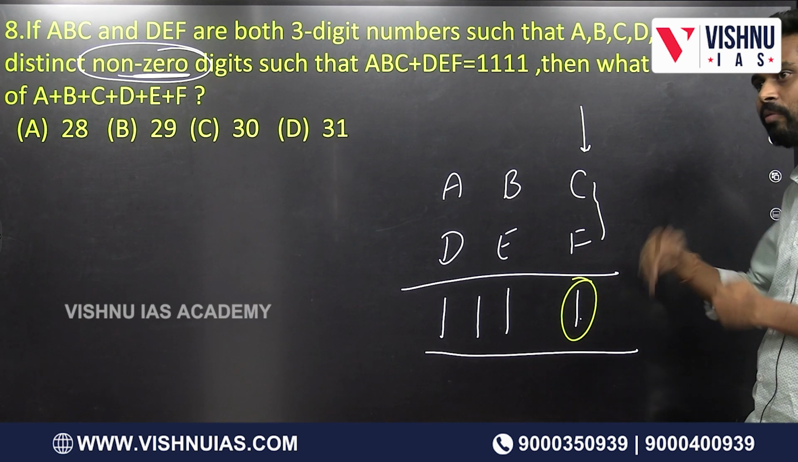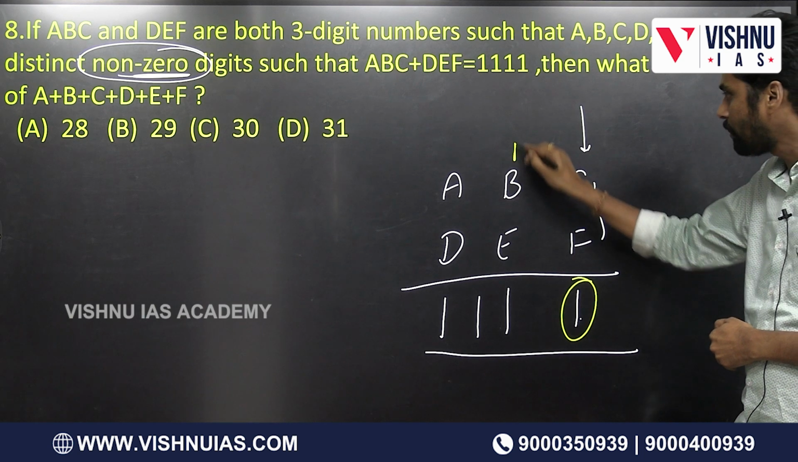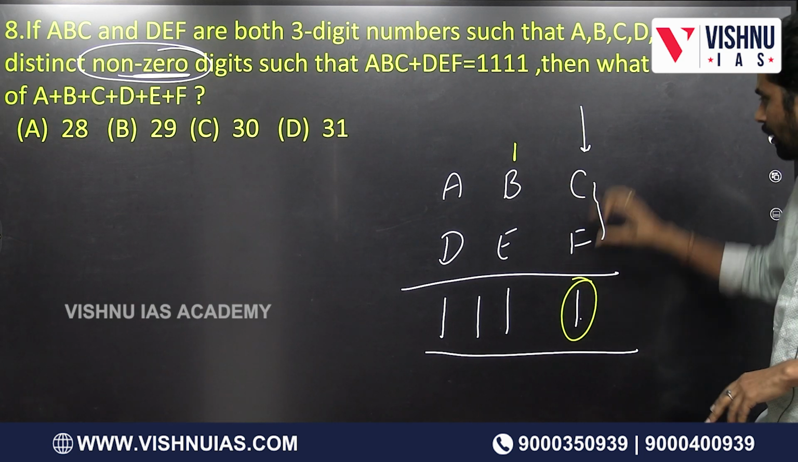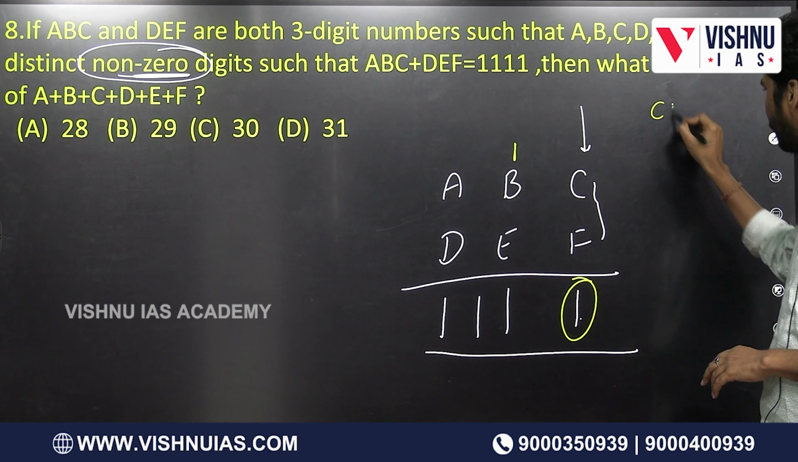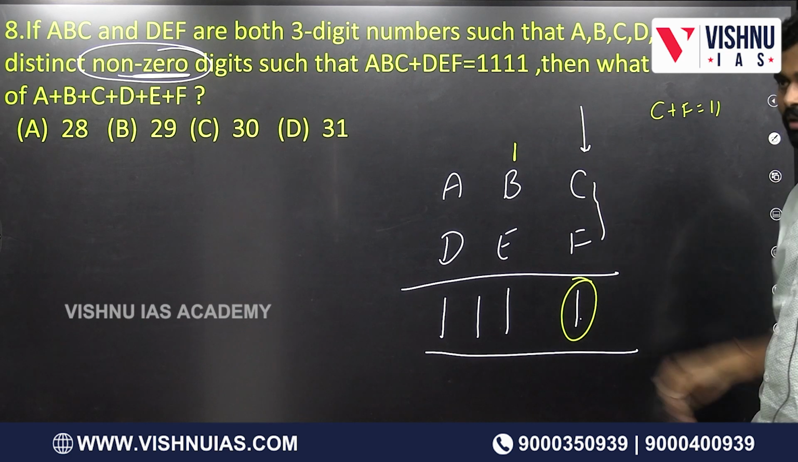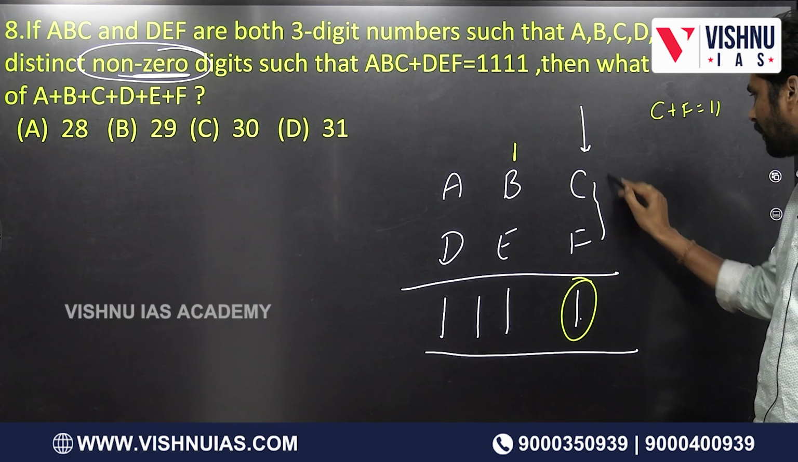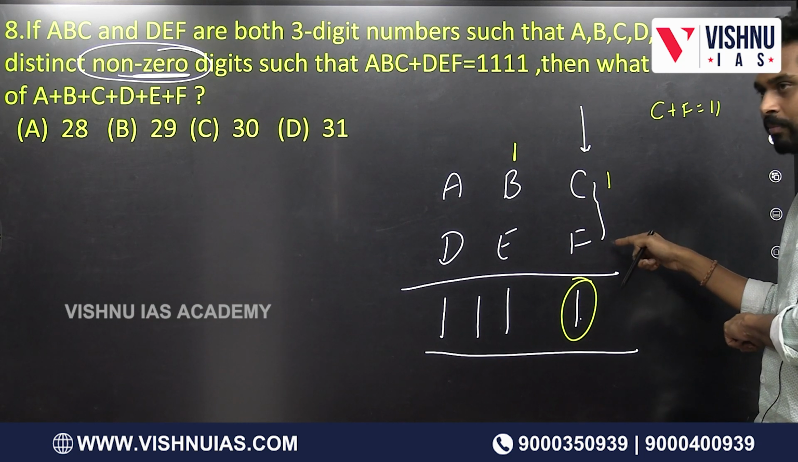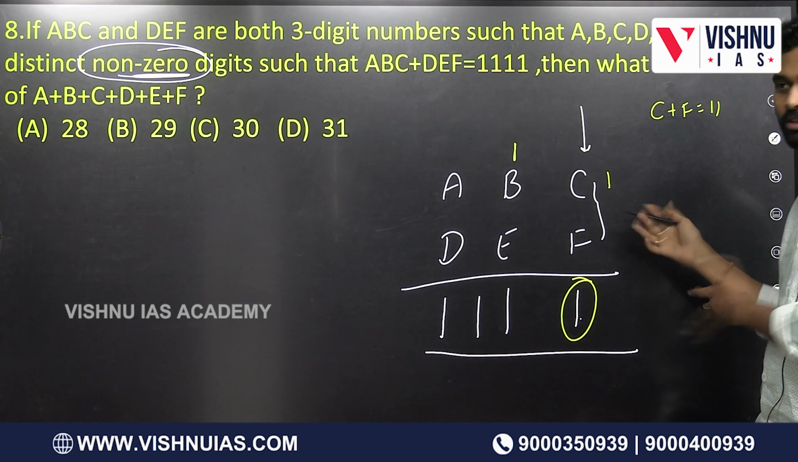So maybe we can take one more number. Obviously it can be 11 only. So this number must be 11, which means that when you add C plus F, we'll get 11. You can take any digits except 1 if you want to check that. Suppose I take 1, anyway I can't take 0, right? So if I take 1, obviously this number must be 10. So it's not possible.